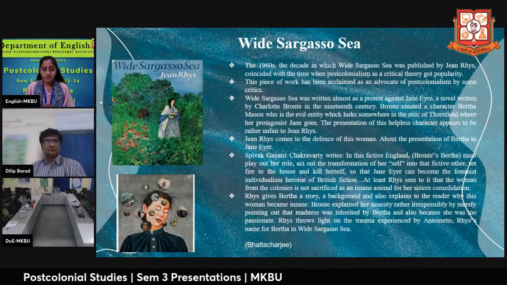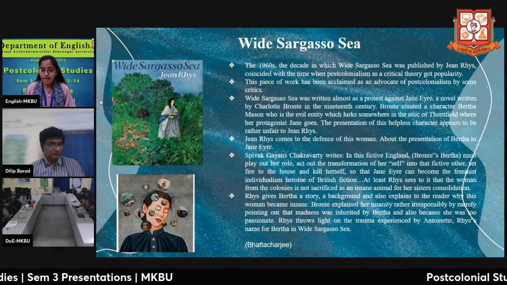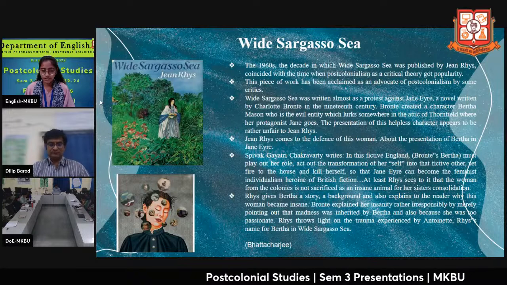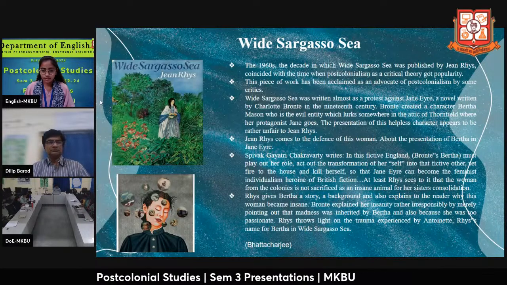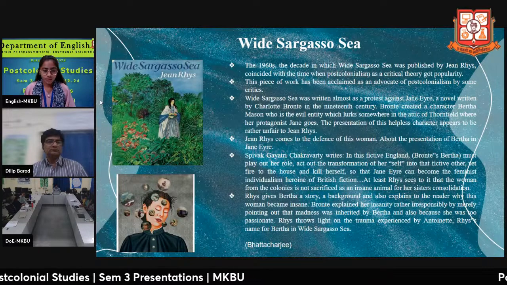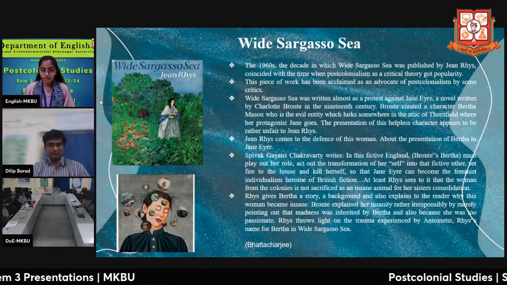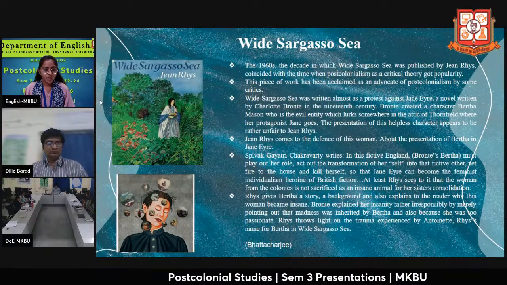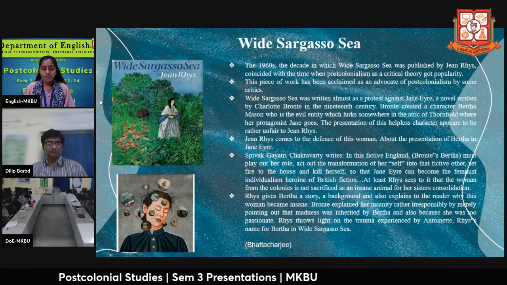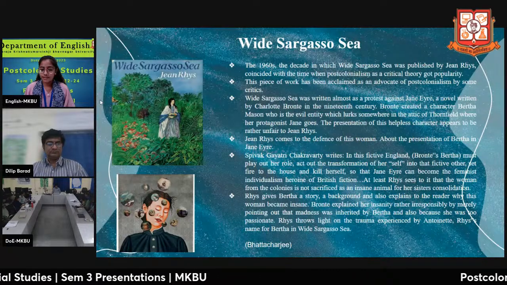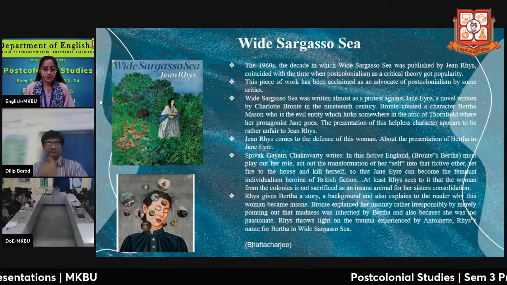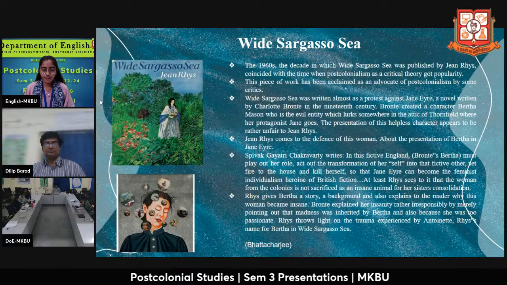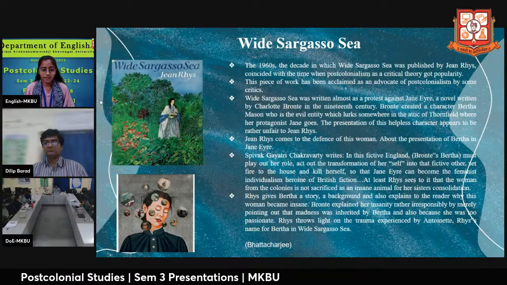Wide Sargasso Sea was written almost as a protest against Jane Eyre, a novel written by Charlotte Bronte in the 19th century. Bronte created a character, Bertha Mason, who is the evil entity which lurks somewhere in the attic of Thornfield, where her protagonist Jane goes. The presentation of this helpless character appears to be rather unfair to Rhys. Rhys comes to the defense of this woman about the presentation of Bertha in Jane Eyre.